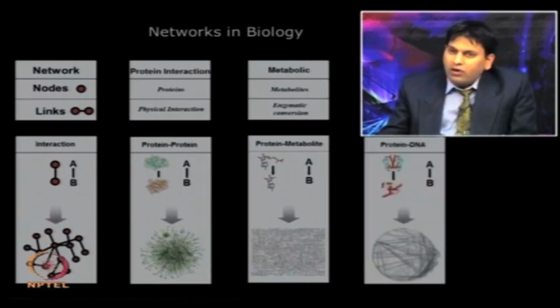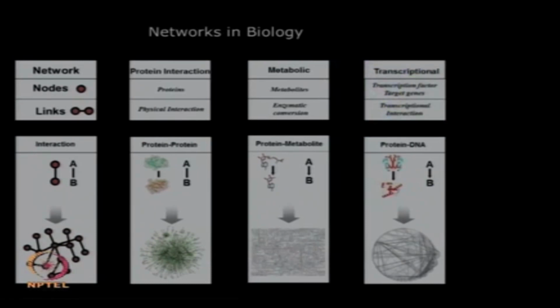Now, the third kind of networks, which I'll be elaborating in more detail in the next slides, are transcriptional networks. In transcriptional networks, transcription factors form one set of nodes, and the target genes form the other set of nodes. So, as you can imagine, what you are actually looking at in this case from a biological viewpoint is the interaction of the transcription factor with the DNA and controlling of the expression of the downstream genes.